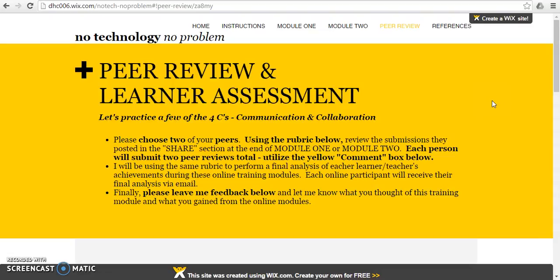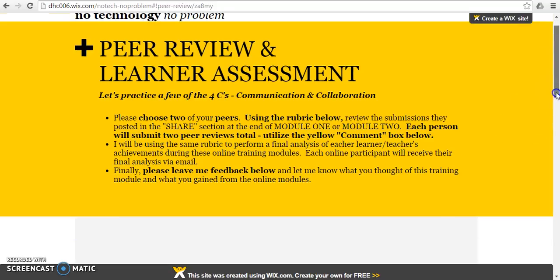Okay, so now we're at the peer review section of the online training. Let's go ahead and read the instructions. Please choose two of your peers. Using the rubric below, review the submissions they posted in the Share section at the end of Module 1 or Module 2. Each person will submit 2 peer reviews total, utilizing the yellow comment box below.